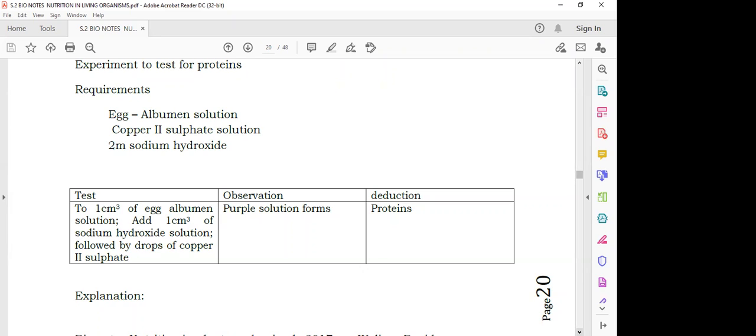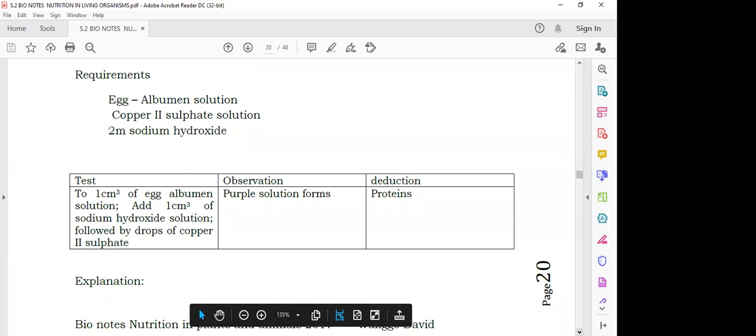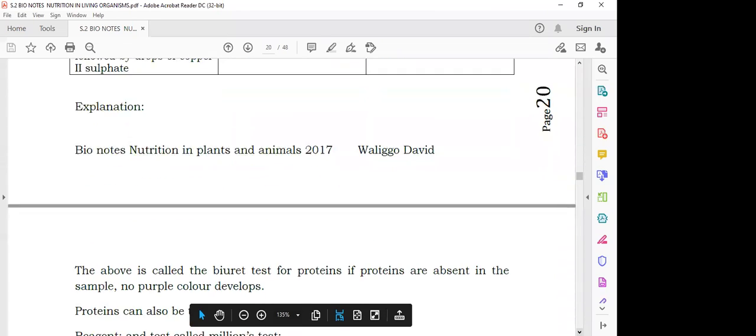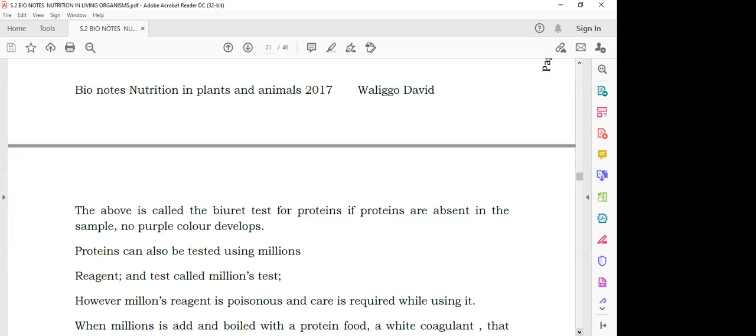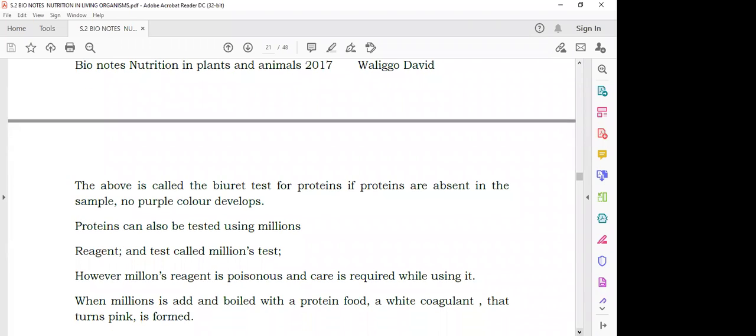However, if proteins are absent, you don't see the purple color. Instead, once you add the copper 2 sulfate after adding sodium hydroxide, you get a blue precipitate forming, not purple. Purple is an indicator that proteins are present. If proteins are not present, you won't see that color change. Now the above is called the Biuret test for proteins.